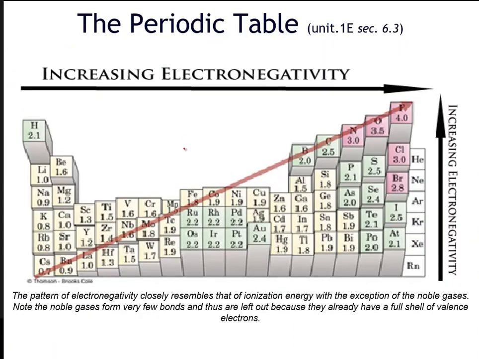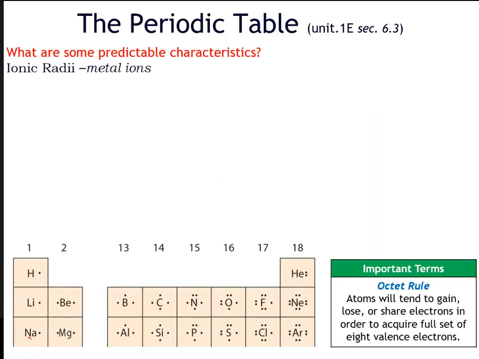Now here's a pattern for electronegativity across the periodic table, the same idea that we've hit up with noble gases. And the lowest one is cesium, actually francium, the bottom left-hand corner. Now, what are some predictable characteristics of ions? Now that we talked about ions.